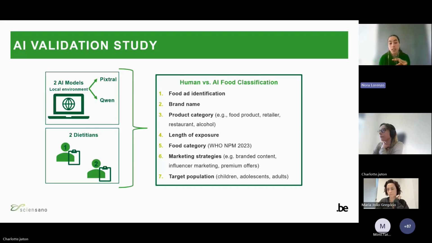So this will be the validation study, and then by the end of this year, the idea is that by using these AI models, we're able to quantify exposure in these screenshots, and as well to identify the healthiness, marketing strategies, etc. that we have mentioned before.